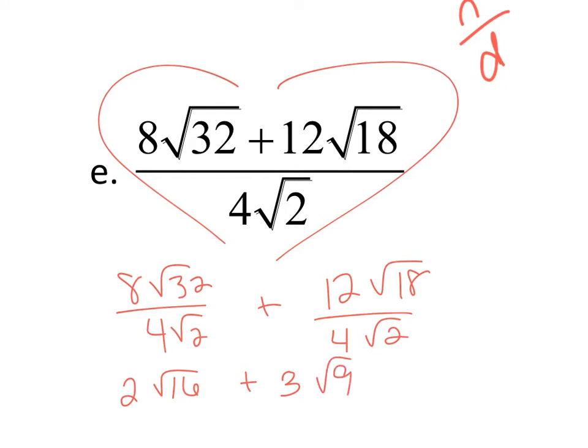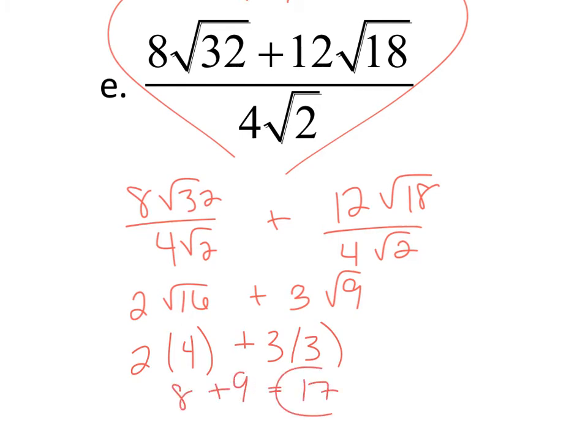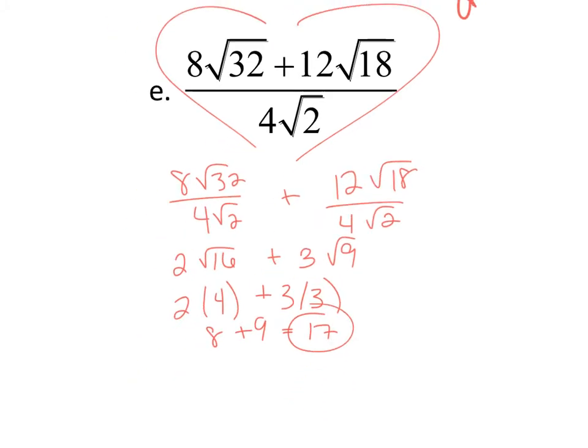Okay, then you're going to reduce. So it'll get you 2 times 4 plus 3 times 3, 8 plus 9, that gets you 17. Okay.